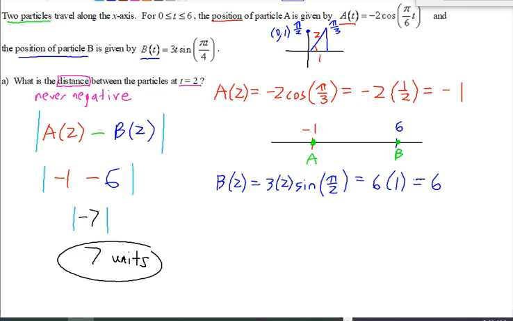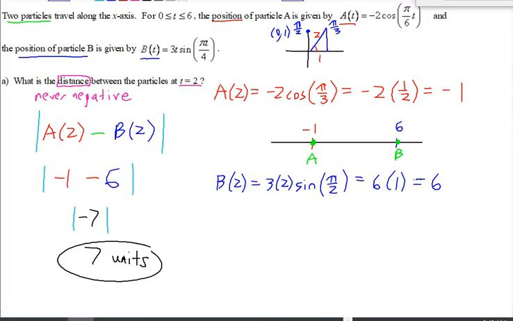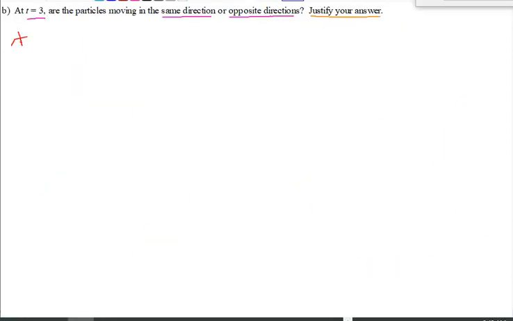All right, then for part B, it says at time 3, are the particles moving in the same direction or opposite directions? And then justify our answer. So to figure out which direction the particles are moving, we need to know their velocity. So you can write it one of two ways. For particle A, if you want, you can write it as a prime of t. Or if you want to remind yourself it's velocity, you can also use v and then just use a subscript, since we'll have two different velocities, v sub A of t. Either way.